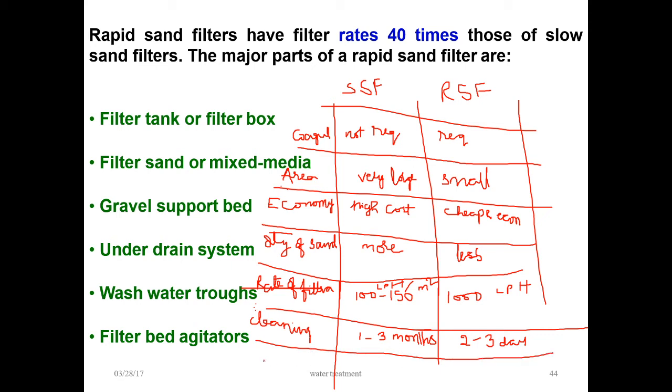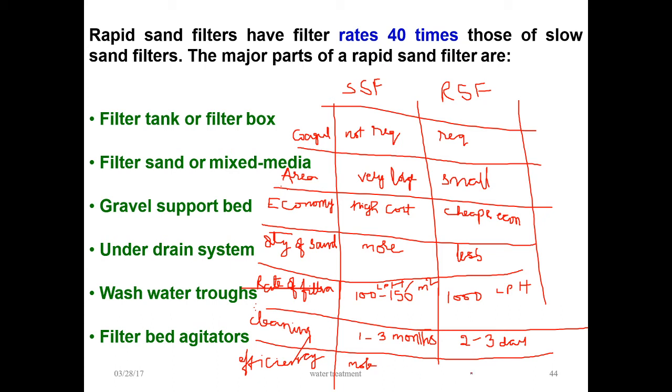Next one is efficiency. The slow sand filter is more efficient for bacterial removal and less for turbidity and color removal. This is more efficient with respect to bacterial removal and less for turbidity.